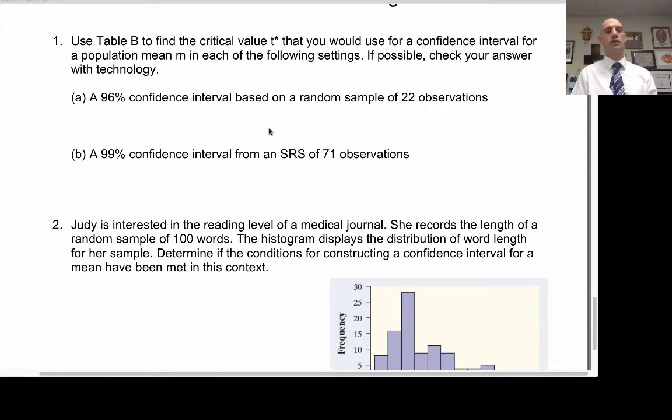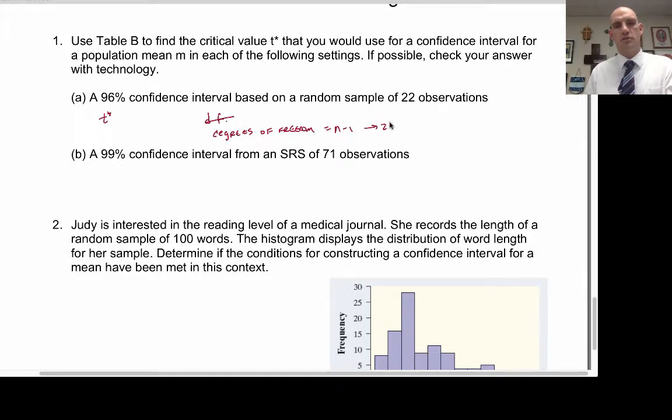Use table B to find the critical value T star that you would use for a confidence interval of a population mean mu in each of the following settings. If possible, check your answer with technology. So first one, a 96% confidence interval based on a random sample of 22 observations. So our T star is going to be based on our degrees of freedom. I'll just write it out, degrees of freedom. And it's going to be equal to n minus 1, so therefore it's going to be 21.